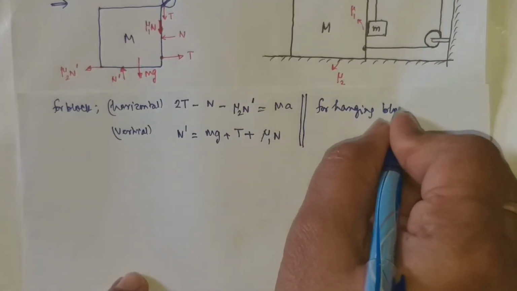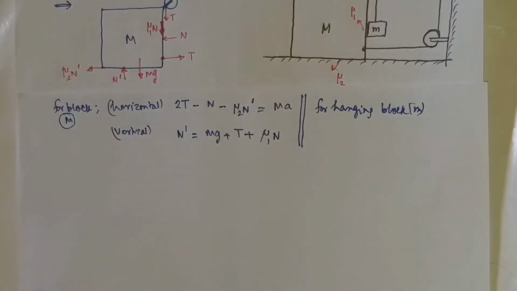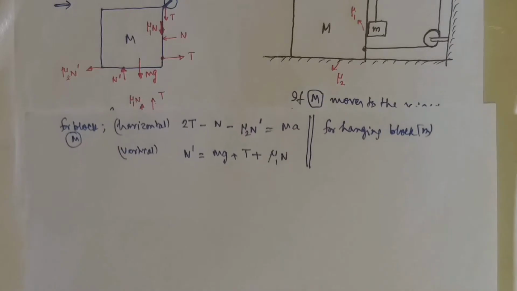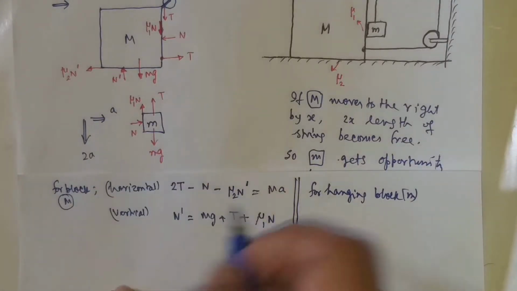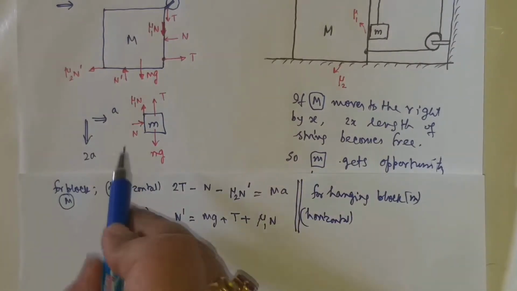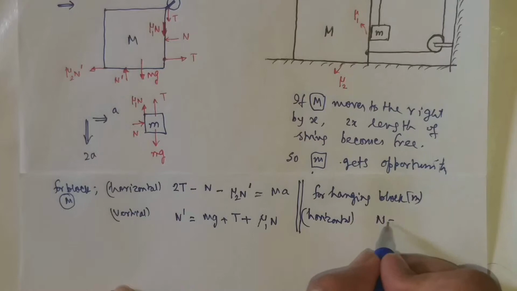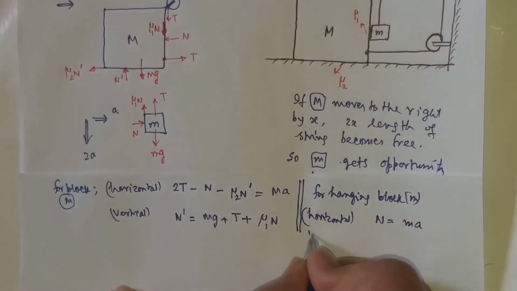the hanging block, this is of mass small m. This mass was capital M. For this, let's look at the free body diagram. Here what we can have is the horizontal direction. In the horizontal direction, this normal reaction N is creating the net force, that is mass into acceleration.